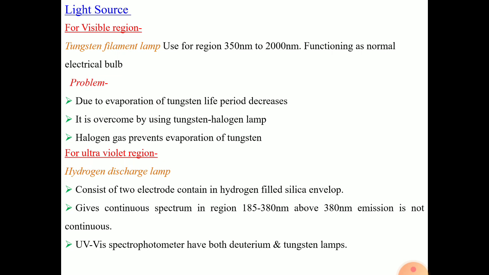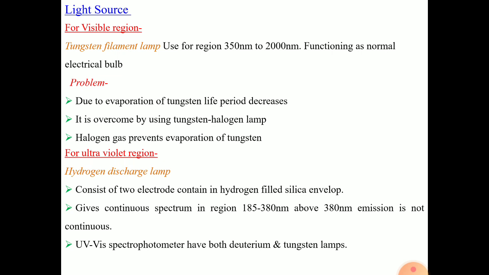So what are the disadvantages of this tungsten filament lamp? In the tungsten filament lamp, we use a tungsten filament, and there is a chance of evaporation of the tungsten. When we switch on the bulb, after a few days the tungsten filament wire will disappear, because every day some amount of the tungsten wire filament evaporates. That is why the lifespan of the tungsten lamp is reduced.